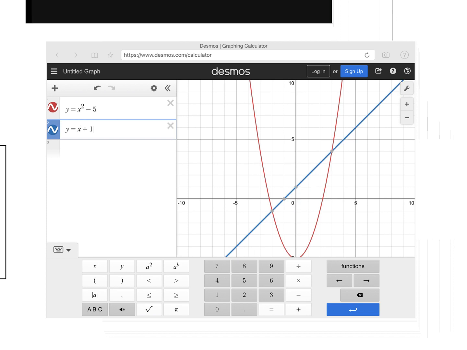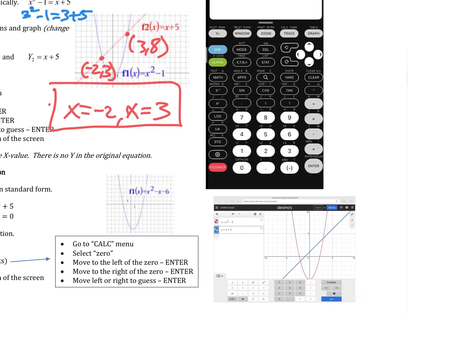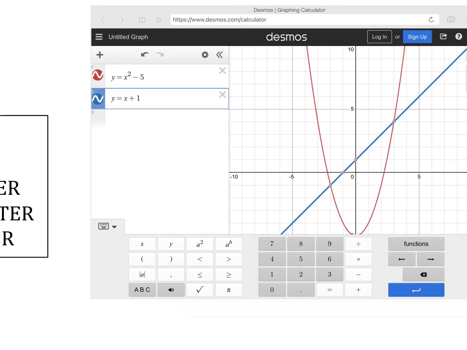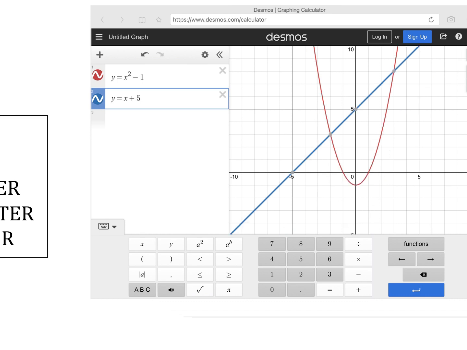What was our equation? Let's go back and look at our equation. It was x squared minus 1 and x plus 5. Mixed those up. There we go. So if we enter the correct equations, there they are. We can find their intersects.